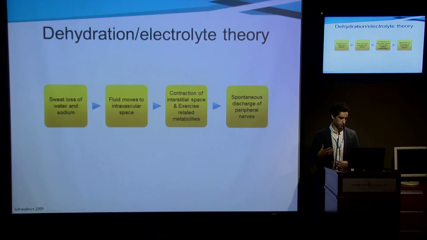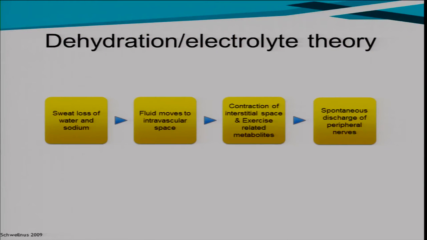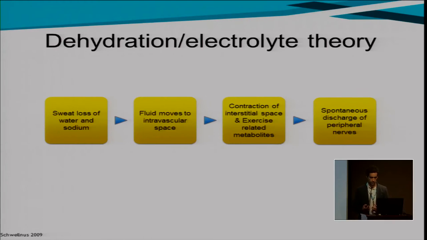So, they say that when you sweat, you lose water and sodium, okay? Sweat is hypotonic in relation to plasma. So, what happens is that plasma gets hypertonic and fluid comes from the intravascular space. When fluid comes from the intravascular space, there is a contraction of the interstitial space, and also exercise-related metabolites accumulate within the interstitial space. We get potassium, sodium, acetylcholine, lactate, a lot of byproducts accumulate in the interstitial space. And they say that accumulation and mechanical contraction causes a spontaneous discharge of the peripheral nerves that induces the cramp. So that's the dehydration electrolyte theory.